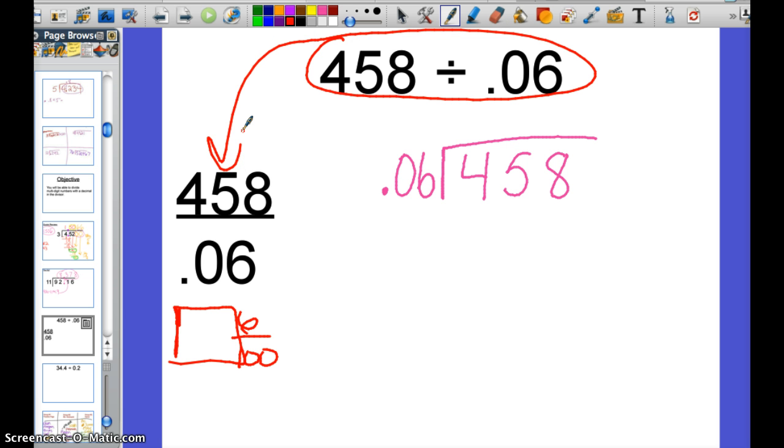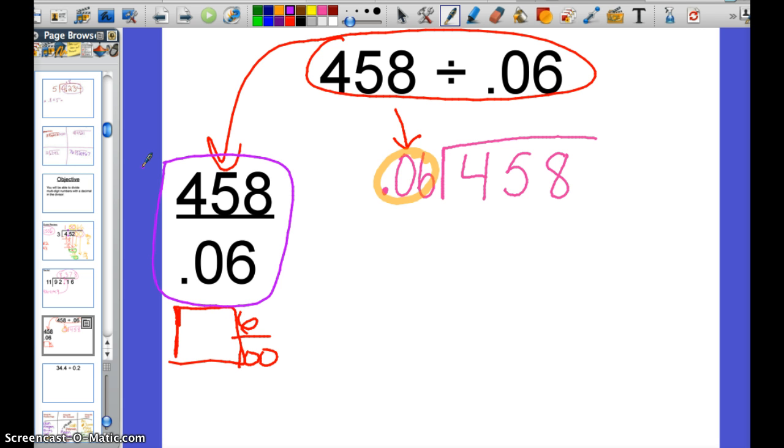Now, the goal of dividing when you have a decimal in your divisor is that you're allowed to make that divisor into a whole number. You can do that, and that's what you need to do before you proceed. That decimal divisor needs to become a whole number before you can go on. The way that we can do that is by understanding equivalent fractions. So to keep this fraction equivalent, you need to do the same thing to the bottom that you do to the top.